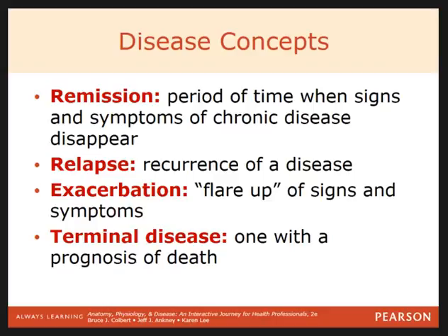Terminal disease is one that has a prognosis of death. So the patient is never going to recover from the disease. And the disease itself is potentially going to cause that patient's death. So an example of terminal disease, of course, would be cancer, but ALS is another. MS in its later stages, and even Alzheimer's disease could be considered terminal diseases.